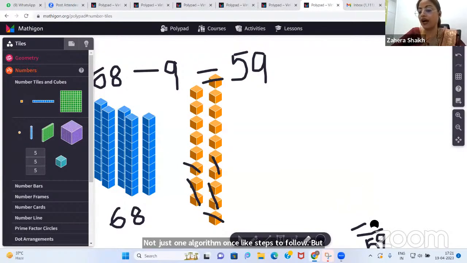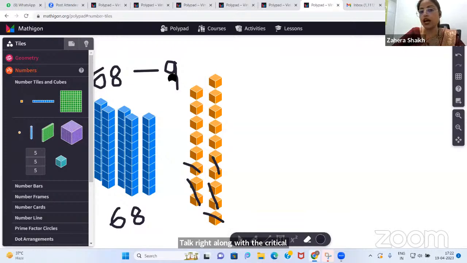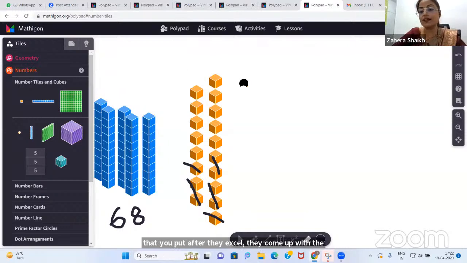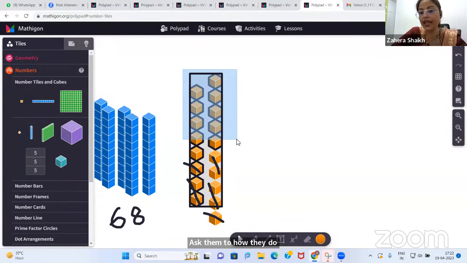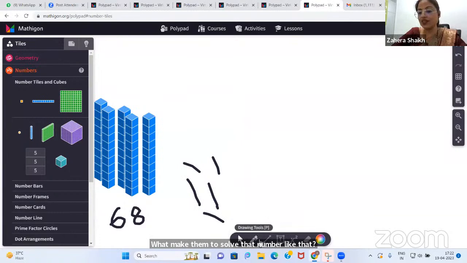And this will happen if you have a lot of manipulative usage in your maths classes, along with your number talk, right? Along with the critical thinking questions that you put after they solve, and they come up with questions. And do not hesitate to appreciate the mistakes in your classroom. If you have any error in their questions, do not hesitate to talk about it. Ask them how they did it, how they worked that out, what made them solve it like that. So from their own mistakes, they will learn to rectify those mistakes, right?